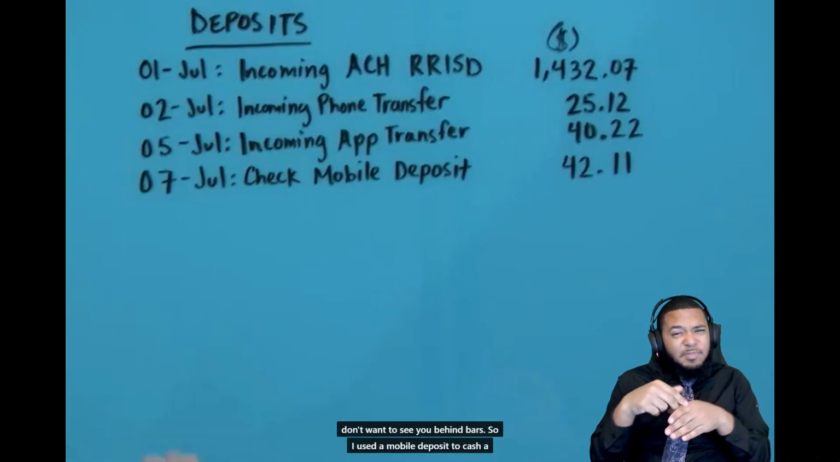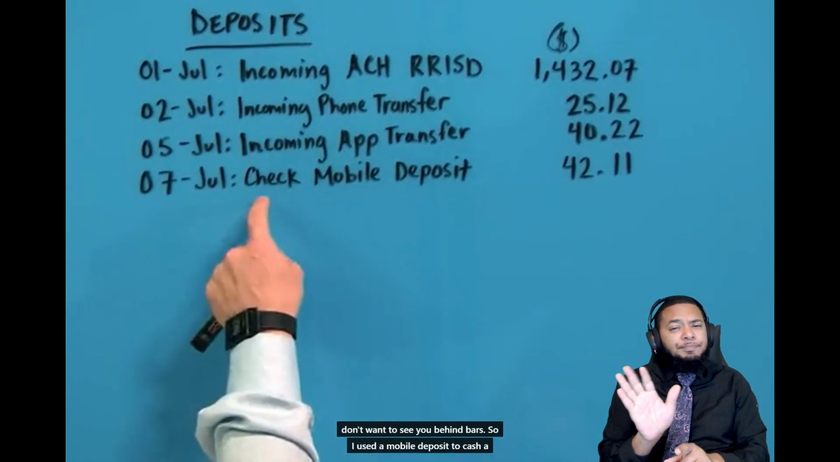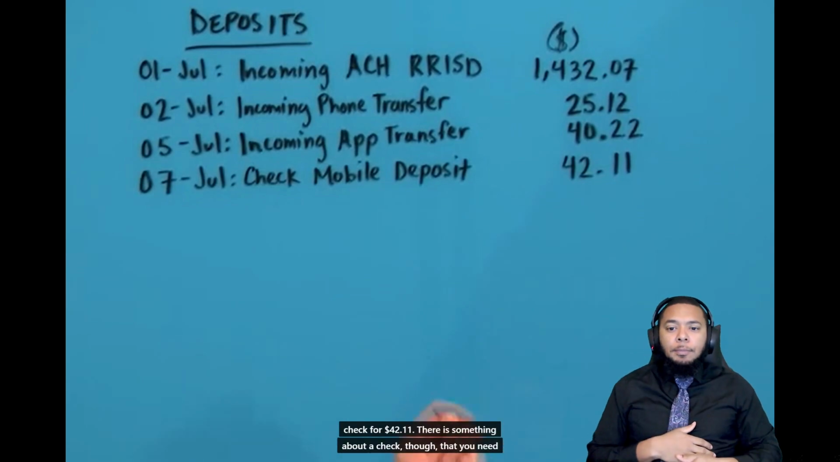Now don't try and cash it twice. Don't try and be funny, because each check has a unique identification number. So if you're like, oh, 4211, wouldn't it be better if it were 8422? If I cashed it twice? Don't try and do that. Because one, it won't work, and two, you're on the borderline of committing financial fraud, and I just don't want to see you behind bars. So I used a mobile deposit to cash a check for $42.11.